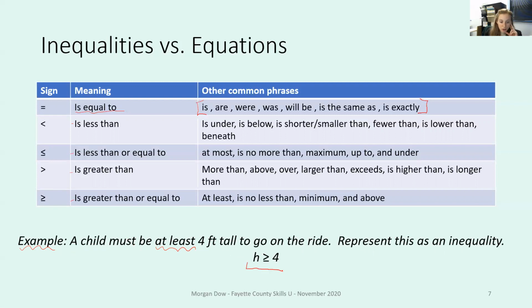I've got H for height because we're talking about how tall they are. So the child's height must be greater than or equal to 4 feet, right? Because it says at least 4 feet tall. That means the kid could be 4 feet tall, but they could also be more than 4 feet tall. And when I go back up to my table here, I see that the phrase at least does go with greater than or equal to.